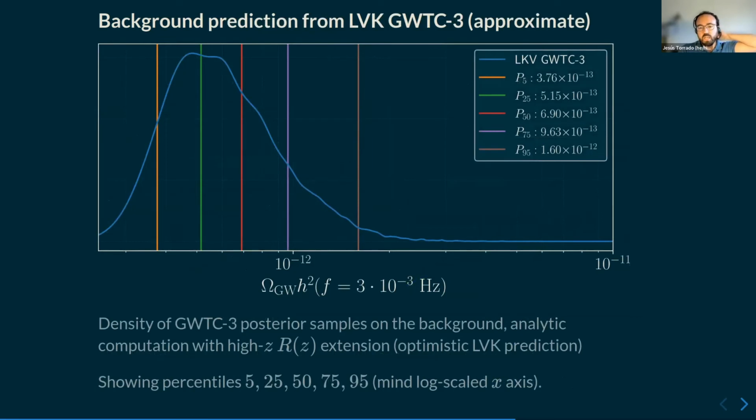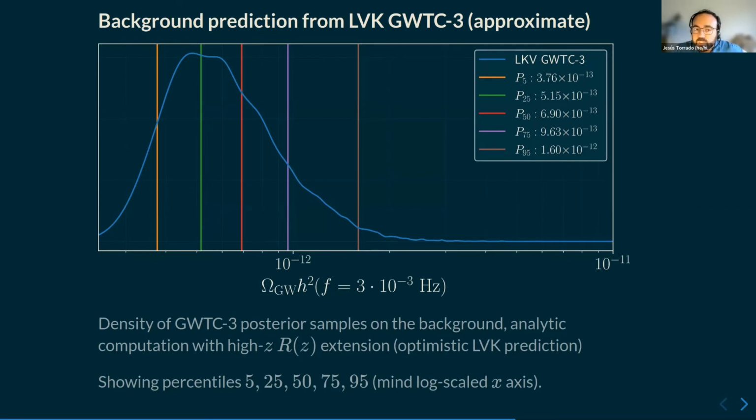And what we did was start from the results of the population inference from the Gravitational Wave Transient Catalog 3, taking all the samples, because the part of the data that has been made public is a posterior sample from this Power Law plus Peak model, and compute the background in all these cases. And this way, we get a distribution for the background in the frequencies that interest LISA. And this distribution is given here by the blue line. We want to characterize this distribution, so we draw some percentiles, typically 5 and 95, 25 and 75, and then the median, 50.